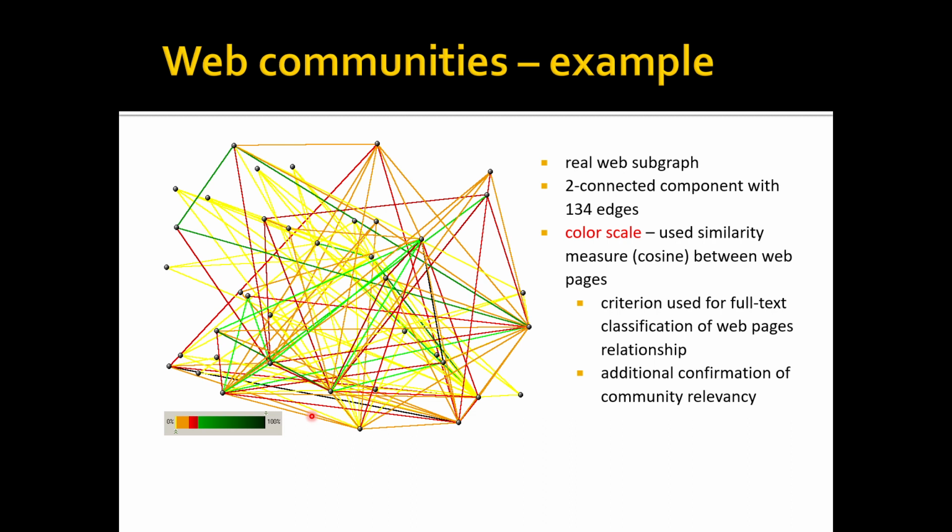So we can use graph structure also for analytics. Okay, and by the way, this is just two connected components with 134 edges. So it's not any subgraph, it's just two connected components.